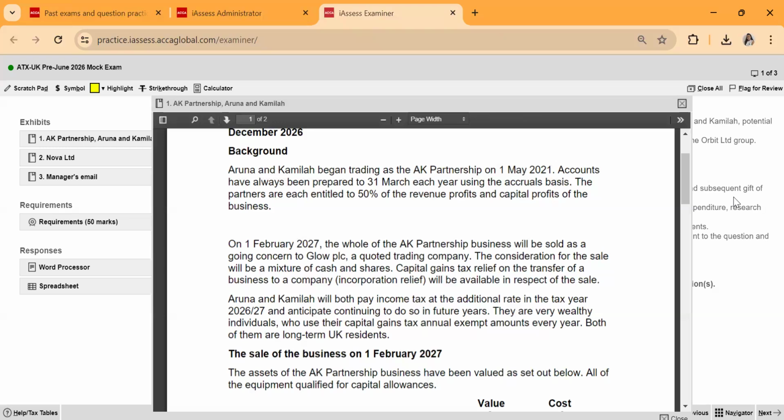Aruna and Kamila will both pay tax at the additional rate in the tax year 26-27 and anticipate continuing to do so in the future. Okay, so they are additional rate taxpayers always. They are very wealthy individuals who use their CGT annual exempt amount every year. Both of them are long-term UK residents. Now, you know about this from the overseas taxes, what is long-term UK residents, right?